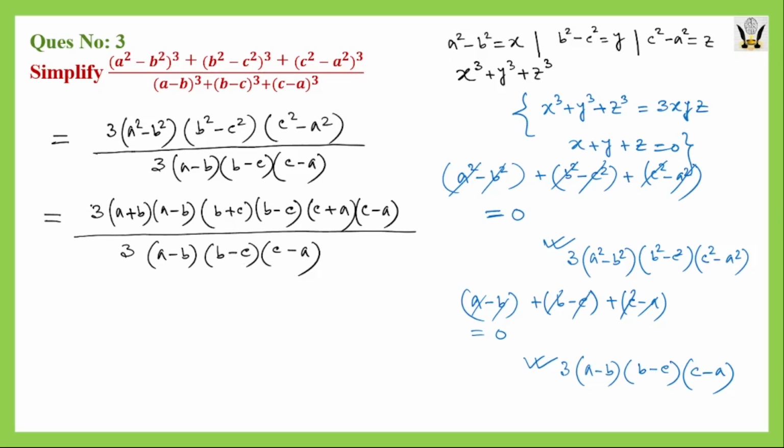So here what we can see, 3 and 3 in the numerator and denominator will cancel each other, a minus b, a minus b, b minus c, b minus c, c minus a, c minus a, they will cancel each other. So what finally will remain in that expression is a plus b, then b plus c, and then c plus a. So this will be our simplified answer.